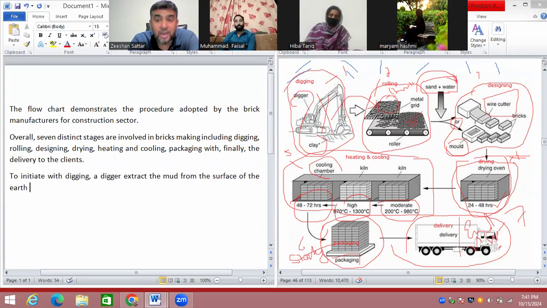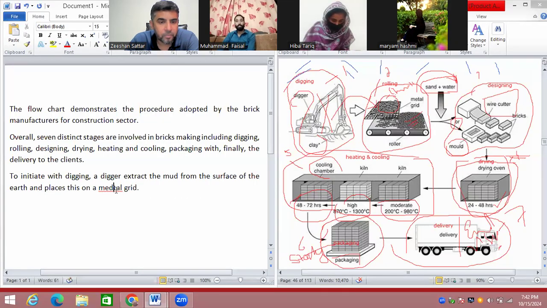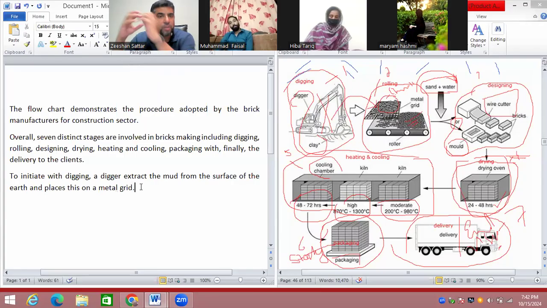And now I'm going to connect this first stage with the second one, and places the clay and places this on a metal grid. So sentence number 1 is over, and we have connected the first stage with the second.